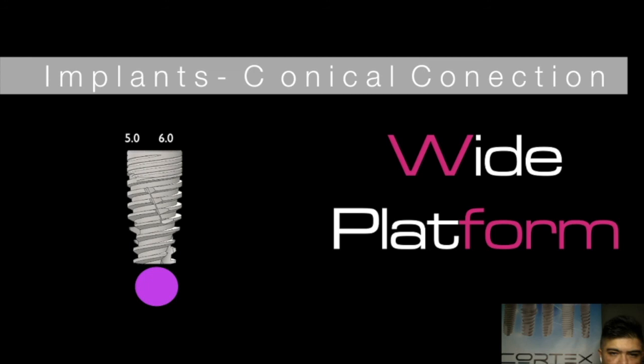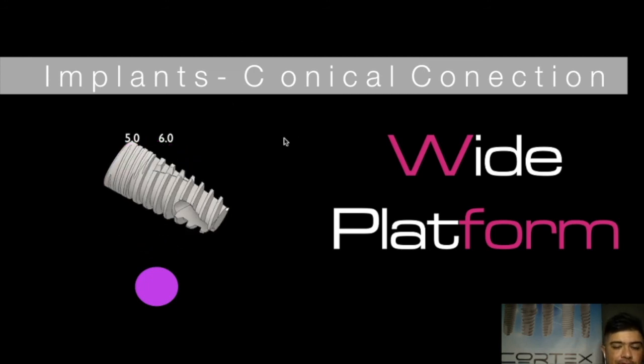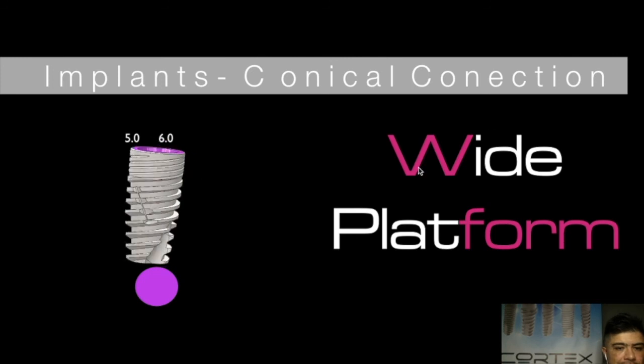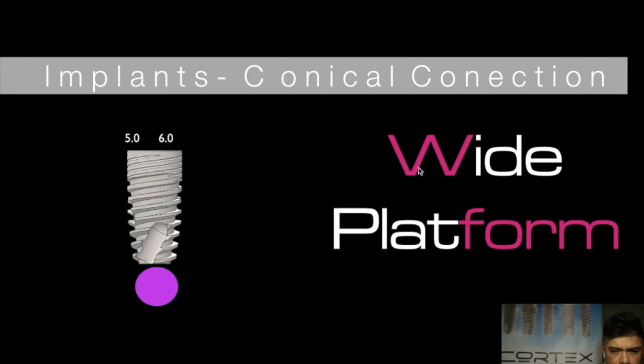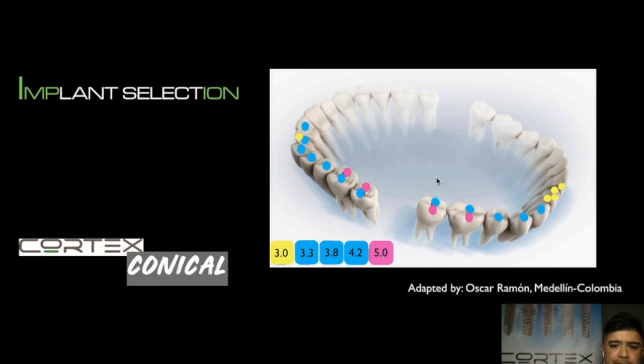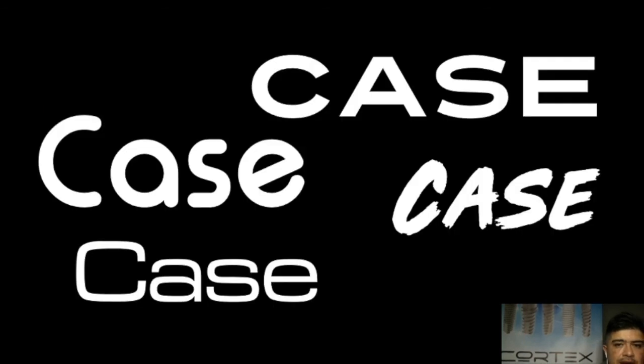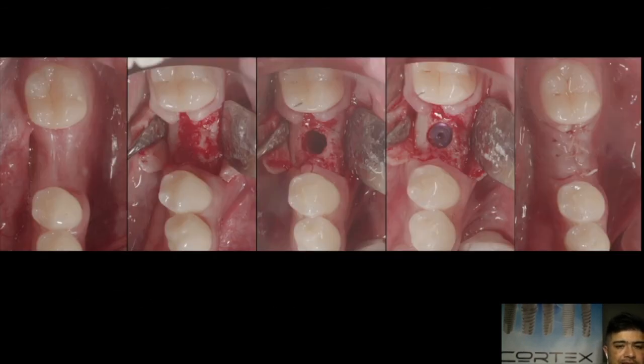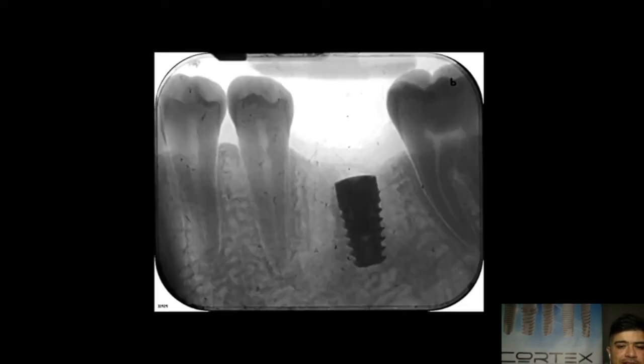The last group of conical implant from Cortex is the wide platform implants. Here you can see the indication for this implant. This implant is indicated for molar, or replace the molars in the posterior regions. And here you can find the case. When we open the flap, we make the drilling protocol, we insert the implant, and after the healing time, look how nice the bone is around this implant.